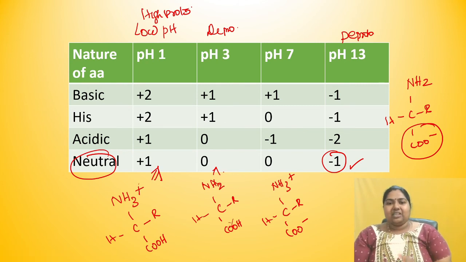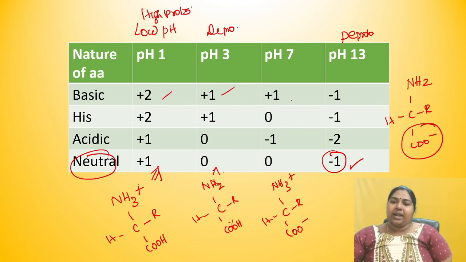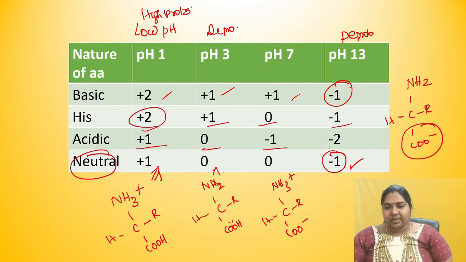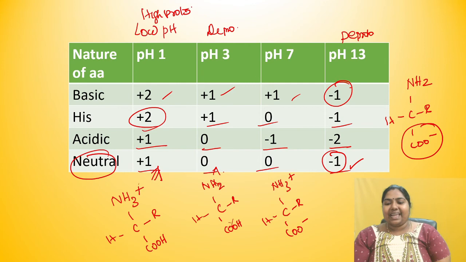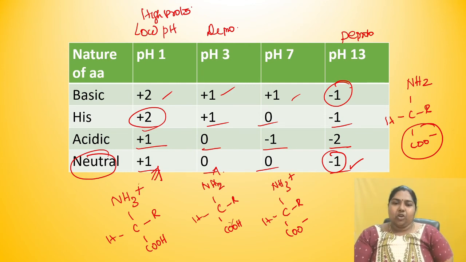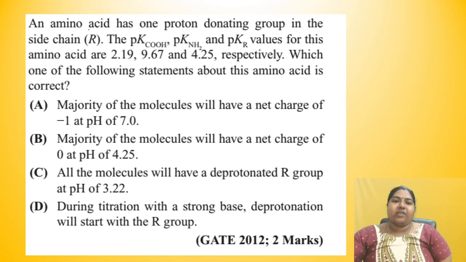Clear? Okay. So the point is basic, it is going to be 2, 1, 1, minus 1; plus 2, 1, 0, minus 1; plus 1, 0, minus 1, minus 2; plus 1, 0, 0, minus 1. If you remember this table, definitely calculating the charge becomes so easy for you. Right. Good everyone. Come on. So let us take one question.